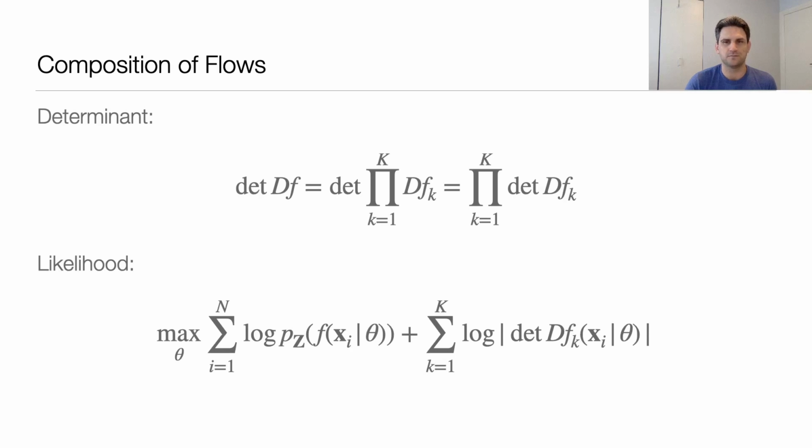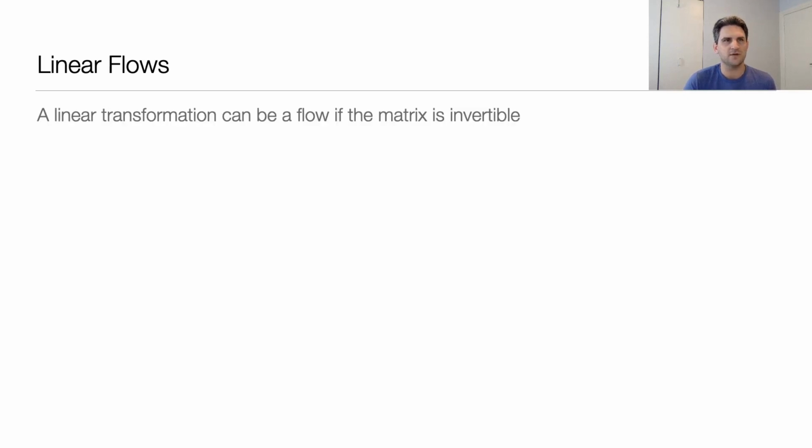Okay. But of course, I still haven't actually given you a concrete invertible differentiable transformation. Now, we can start off with a linear transformation. A linear transformation itself is, or certainly can be, a flow, so long as the matrix itself is invertible. So here's your linear transformation, some matrix A times X plus B.